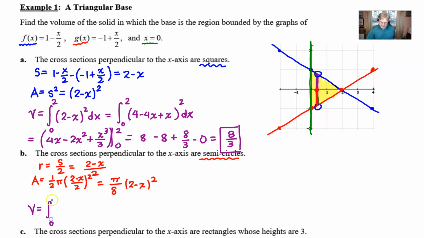We'll integrate again from 0 to 2. We have our pi over 8, and then the quantity (2 minus x) squared with respect to x. So again, pi, 1/2, and the r squared all simplify to this expression. Now, I don't like to reinvent the wheel.